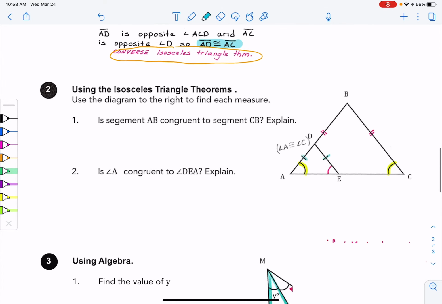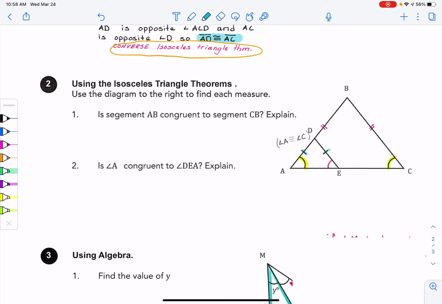Next, we're going to use the isosceles triangle theorem to find each measure. So number one says, is segment AB congruent to segment CB? And I did already mark up this diagram a little bit for you. So segment AB is this segment here, and we want to know, is it congruent to segment CB, which is this segment here?